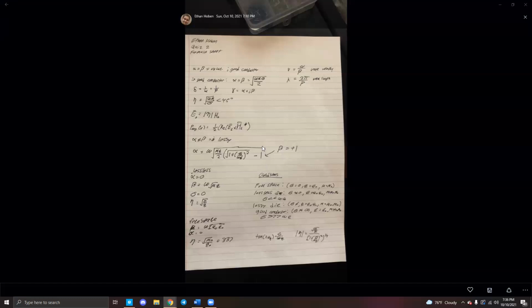Yeah, to save me the room and time of writing the whole thing out again. And then you can see another thing right here, that if alpha is not equal to beta, then it is lossy. And that's the whole reason why the computation is so intensive for lossy, because you have to do the general formula for both alpha and beta, which is annoying and slow. So that's just an important thing.